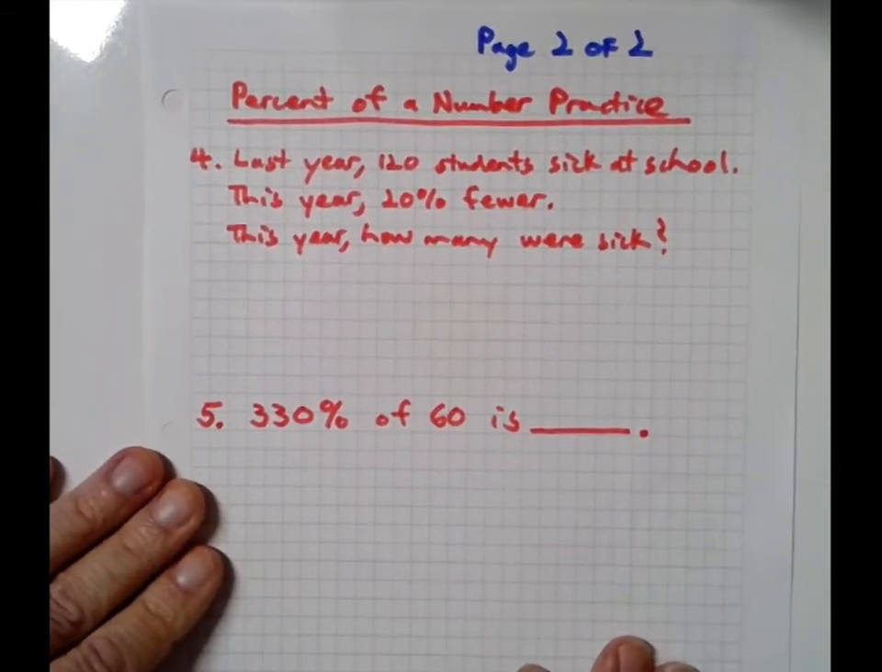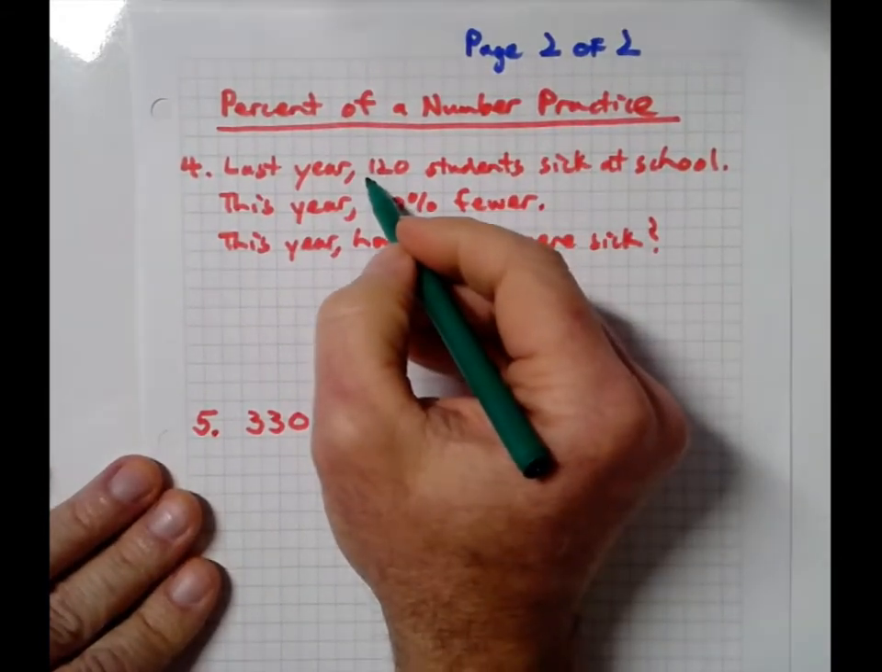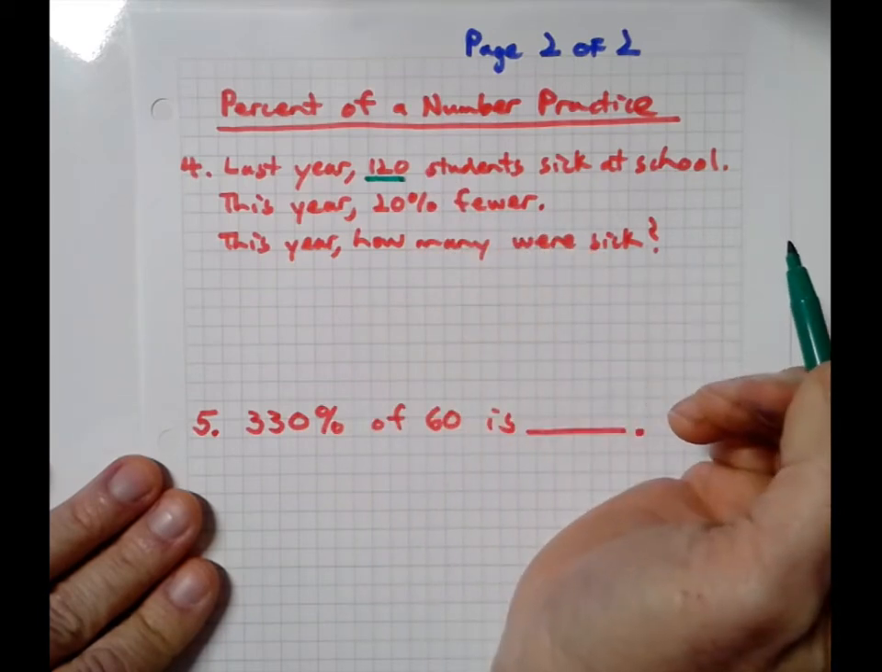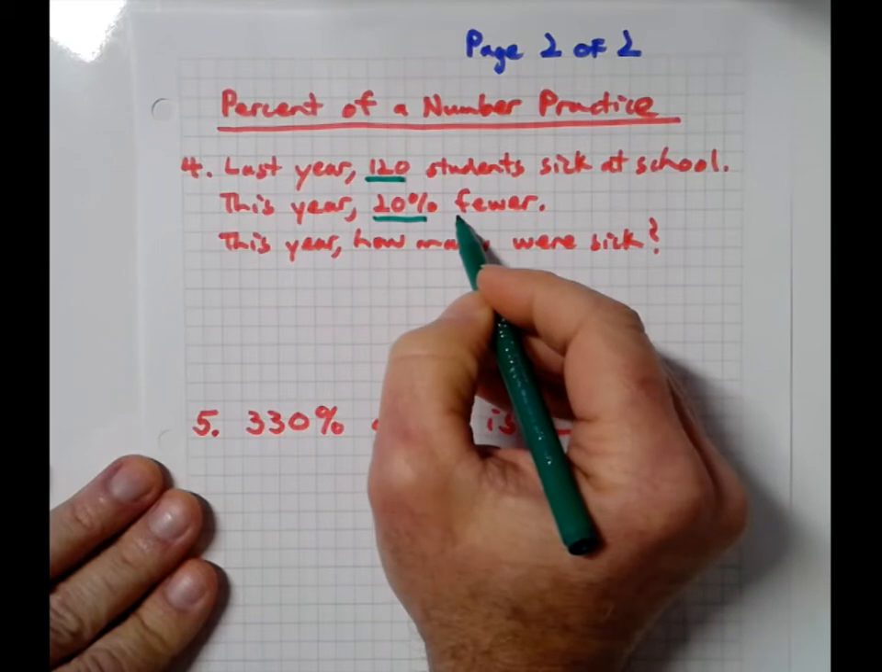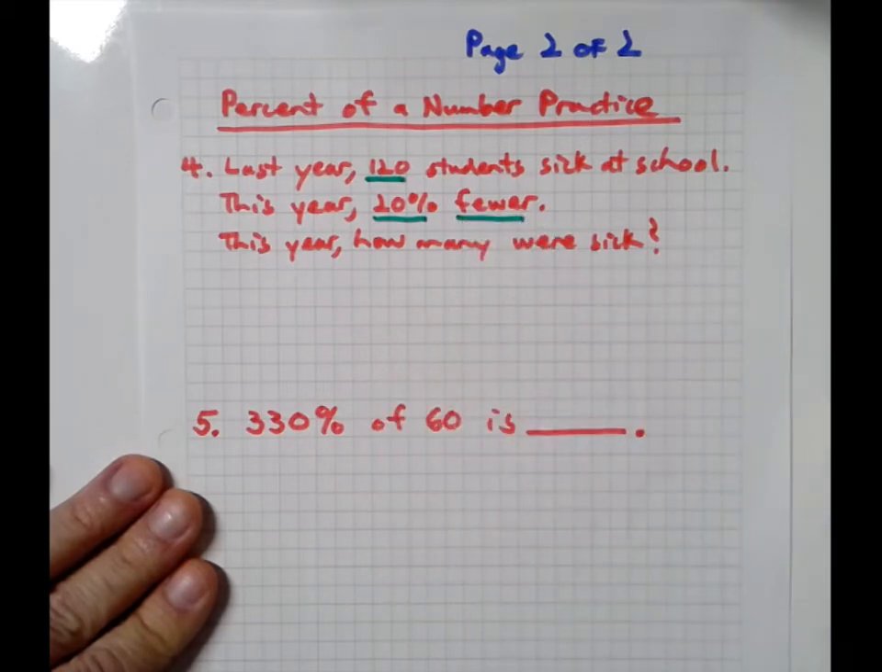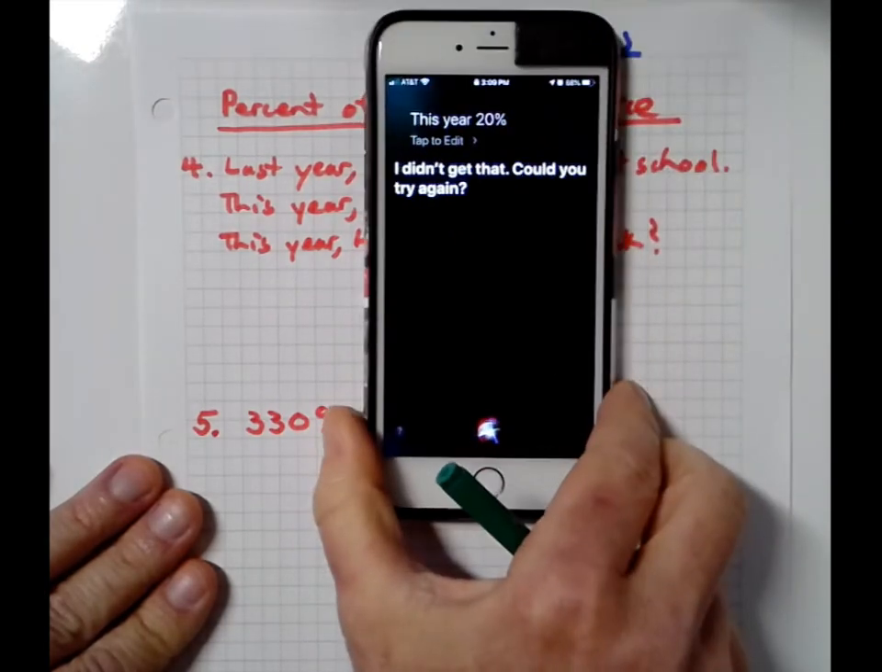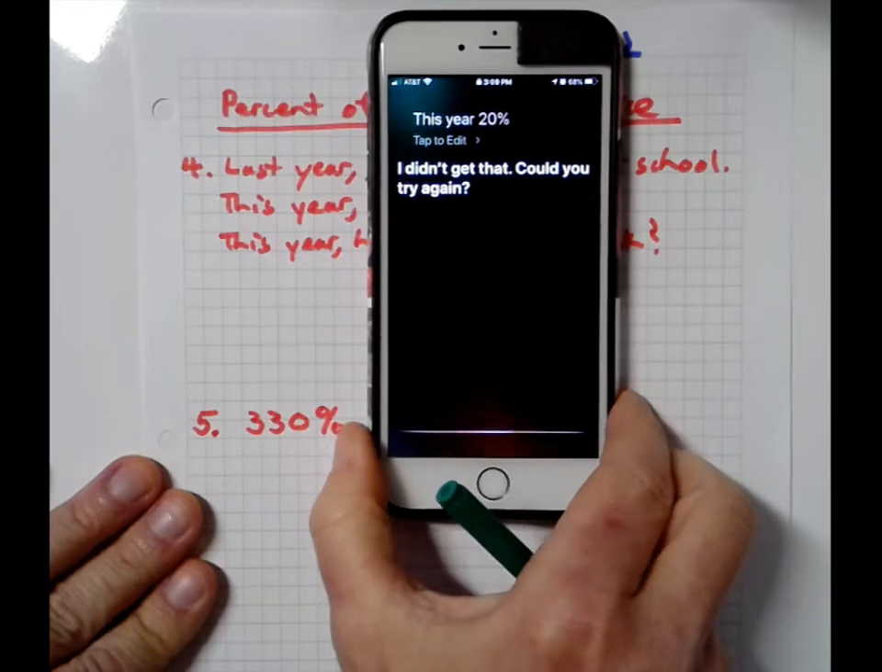That's exciting. Okay, last year, 120 students got sick at school. This year, 20% fewer.